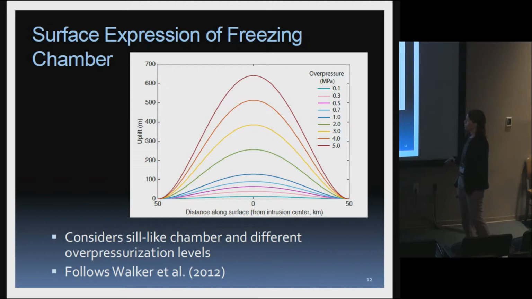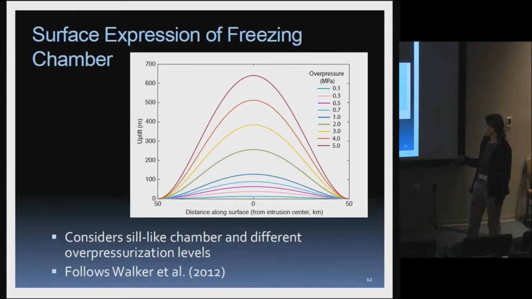One thing that we're just starting to think about as well is some calculations that my co-author, Catherine Walker, has done. If you have an intrusion beneath the surface and it's cooling and thickening, the volume change is going to cause some uplift at the surface. She looked at various different overpressurizations and got a range of uplift over that sill, where we assumed a 10-kilometer thick and 100-kilometer wide sill beneath Occator.